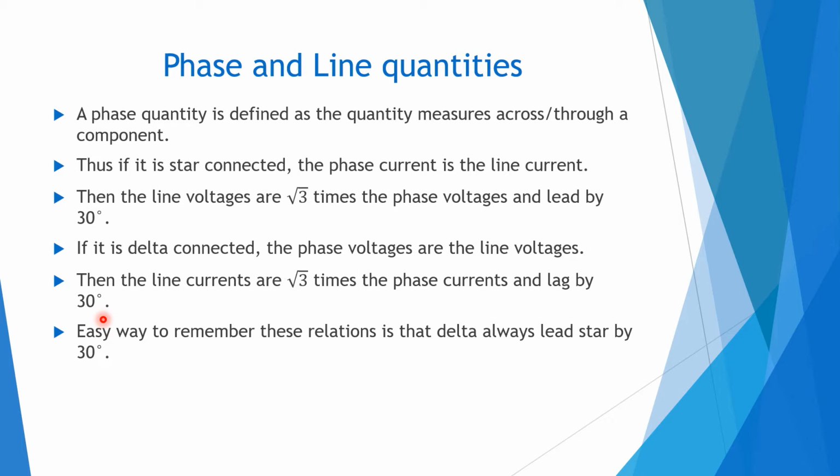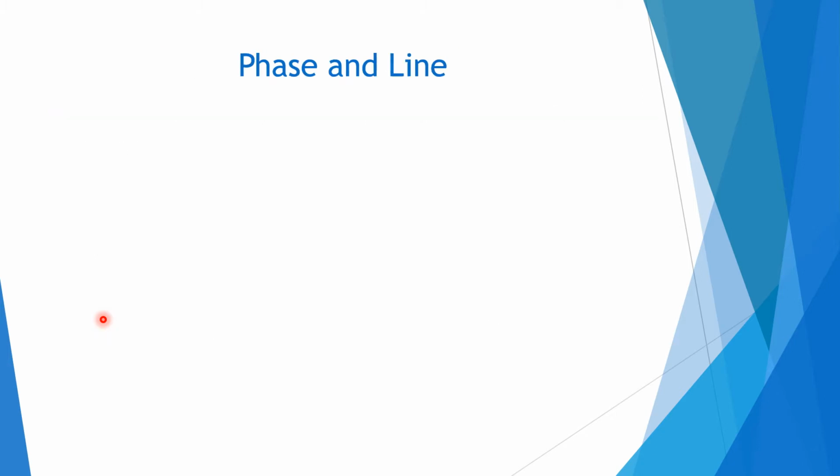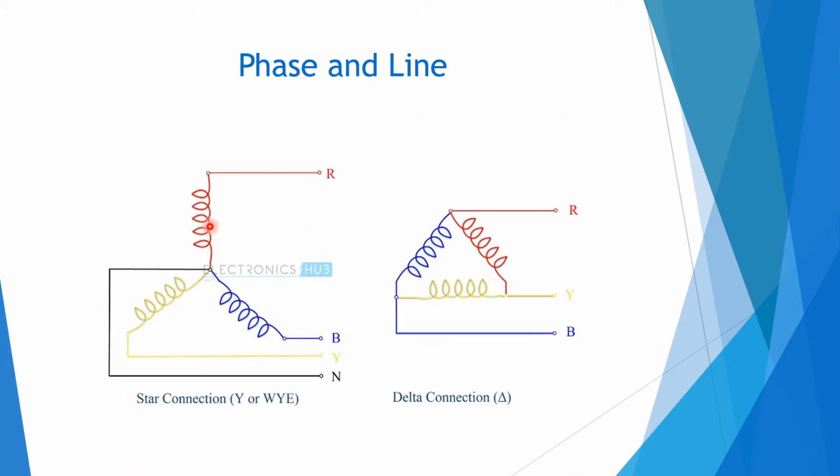When you are talking about current, make sure you divide by root 3. Alright, just keep this mnemonic in mind: star to delta, 30 degrees phase shift to the leading. Now, here is a slide to help you visualize what I'm talking about.